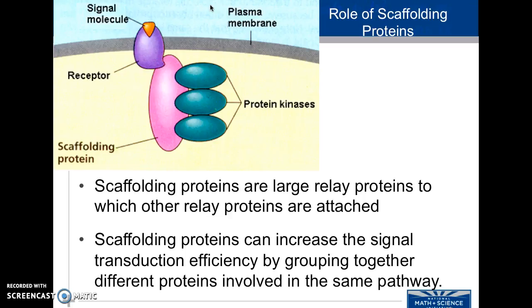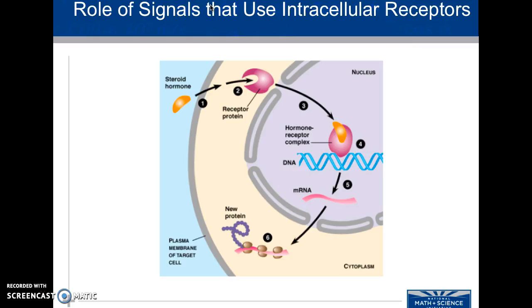The role of scaffolding proteins. Scaffolding proteins are largely relay proteins to which other relay proteins are attached. A scaffolding protein can increase the signal transduction efficiency. Essentially, instead of activating one protein every time with that domino effect, the scaffolding protein holds multiple proteins together so we can activate multiple proteins at once, amplifying the pathway, or amplifying the result that we want.